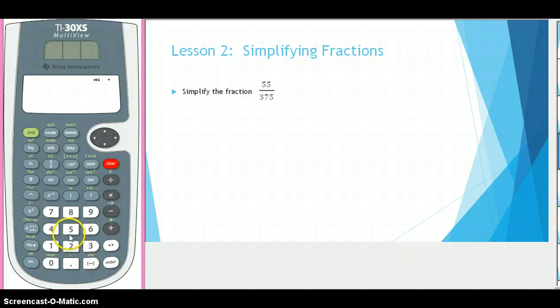Okay. Let's do one more. How about 5 over 10? We're going to hit enter. It simplifies the fraction. If it gives you a decimal, just hit this button, and you can change back and forth between decimals and fractions.